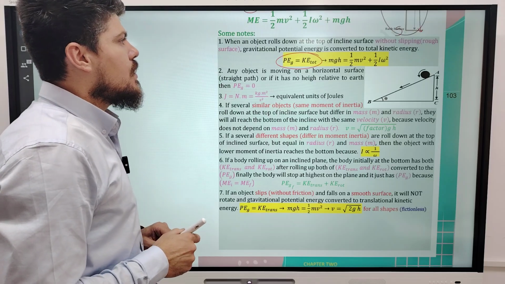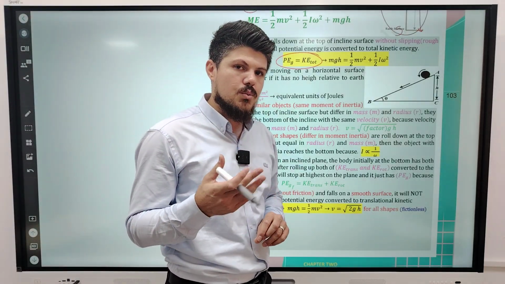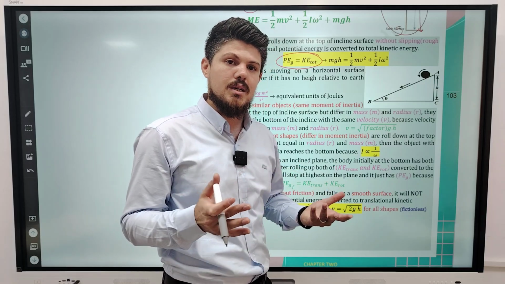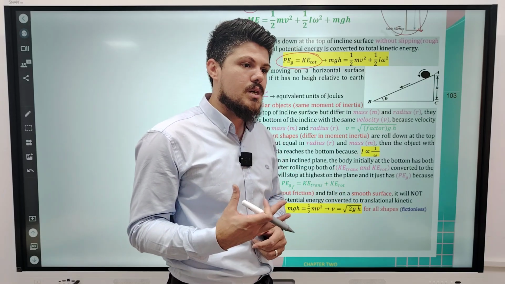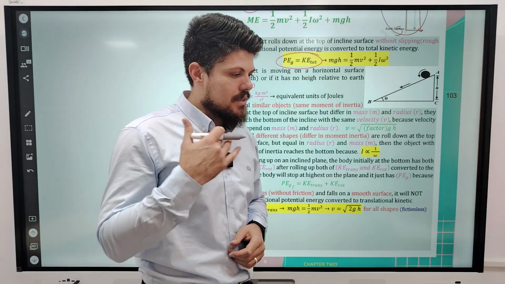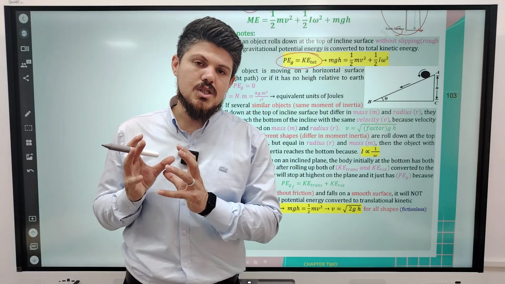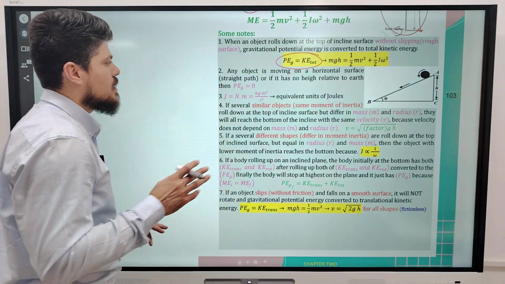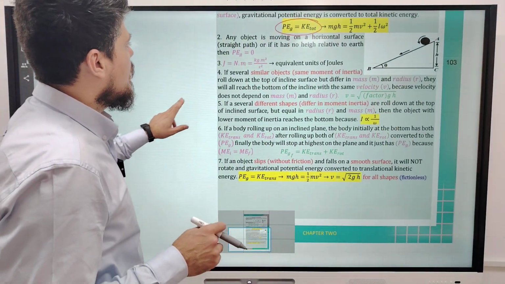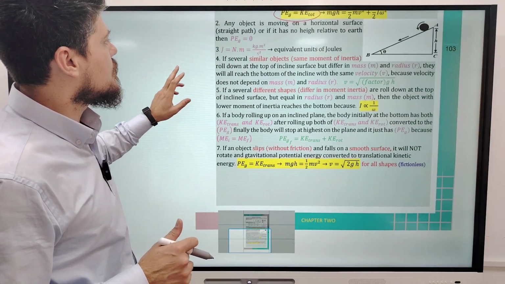But when the object rolls down a smooth surface, there is no rotational kinetic energy. The object has only translational kinetic energy. For the smooth surface, when we release an object at some height of an incline, only the potential energy is converted to translational kinetic energy. Joule is the equivalent unit of Newton meter, kilogram meter squared per second squared.